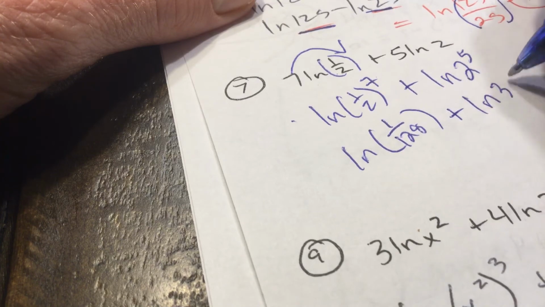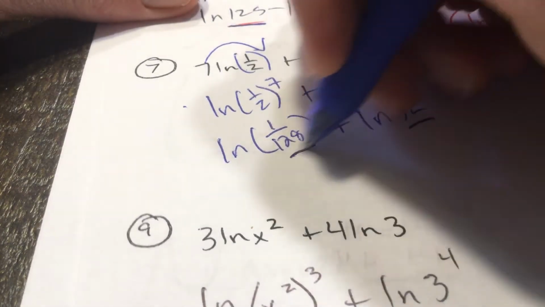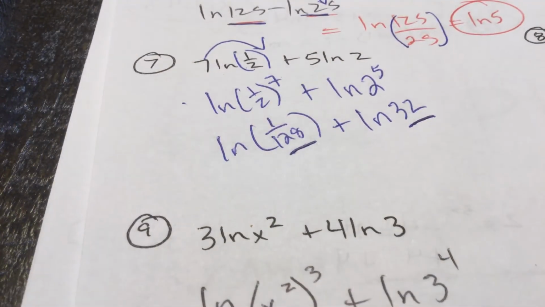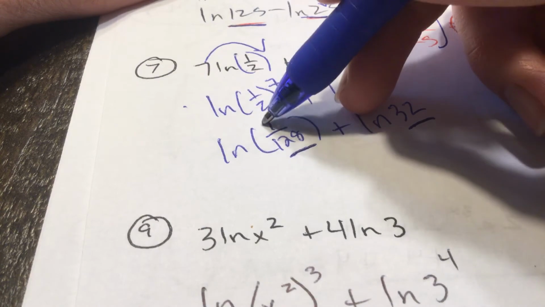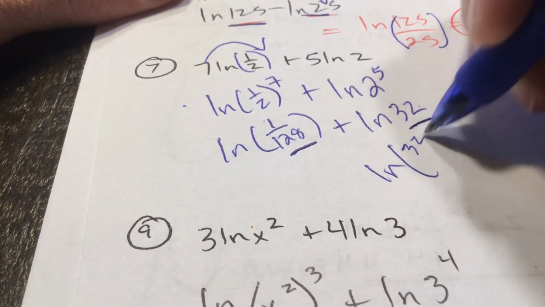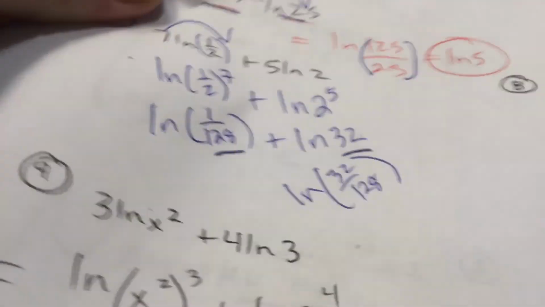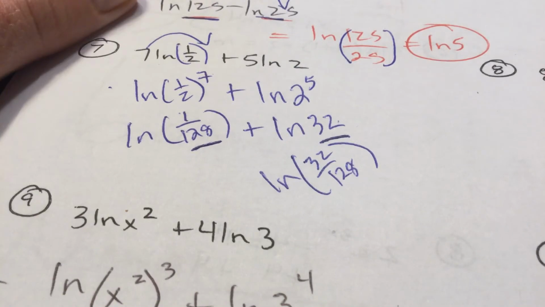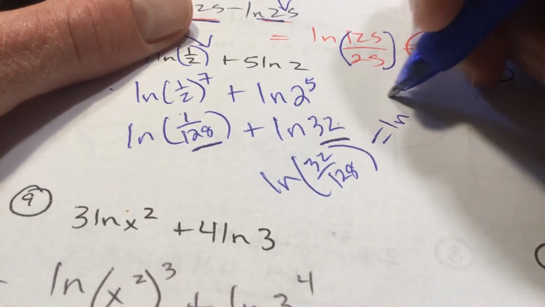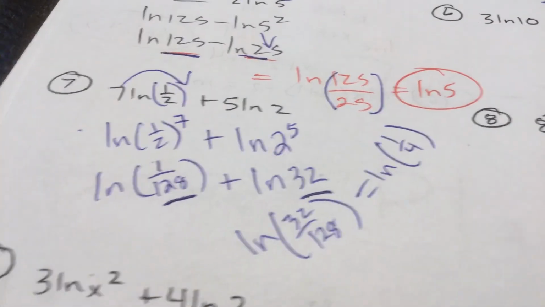Plus, 2 to the 5th is 32. In the log world, addition means multiplication. If I multiply these two together, I'm going to do that numerator times that whole number. That's 32 over 128. Yogi probably saw something moving outside. 32 over 128 is another way to say natural log of 1/4. All right, so there's your answer for 7.